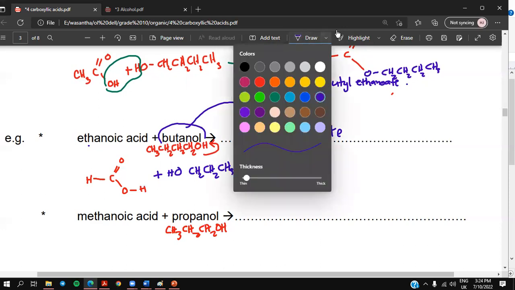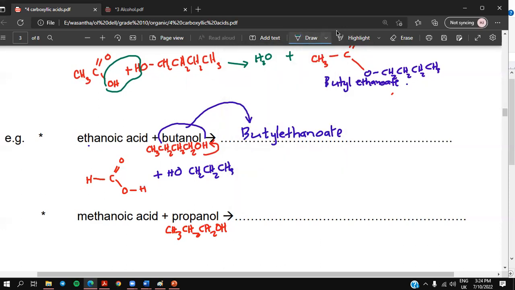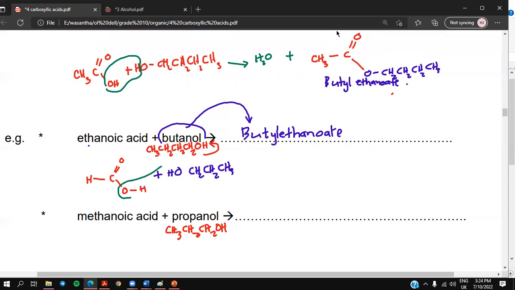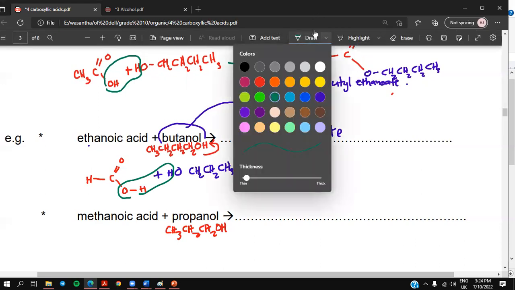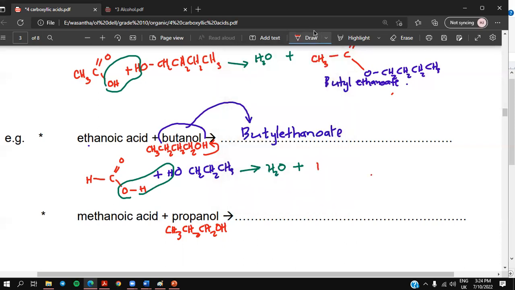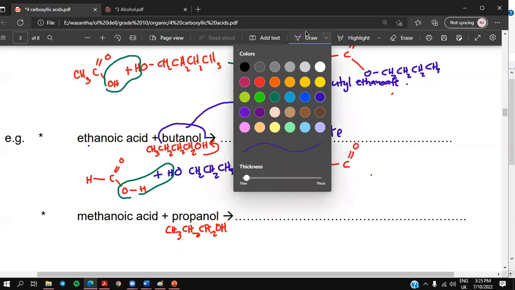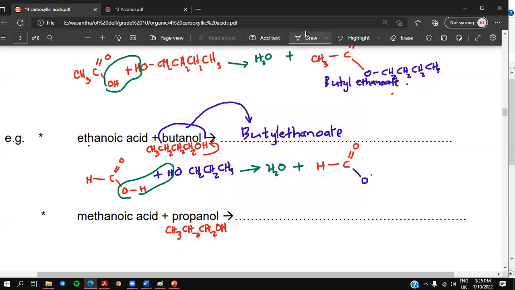How is the reaction happening now? The OH of the carboxylic acid reacts with the hydrogen of the alcohol and produces a water molecule. And the remaining parts of the molecules are going to join together. H, C, O, this is coming from the carboxylic acid, and from the alcohol side we have oxygen, CH2, CH2, CH3.